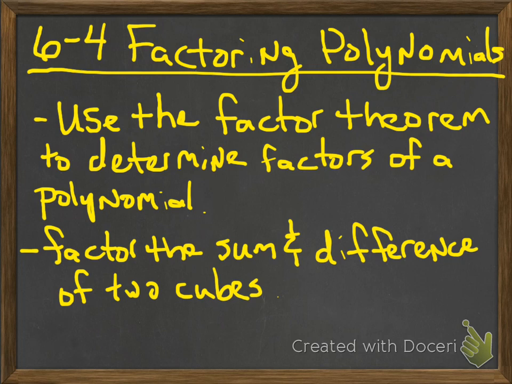This is section 6.4, factoring polynomials. We're going to use the factor theorem to determine factors of a polynomial, and we're going to factor the sum and difference of two cubes. We're also going to do some other factoring with polynomials based on some other rules that y'all have done before. Hopefully y'all remember those. If not, go back to other notes to pull those up.